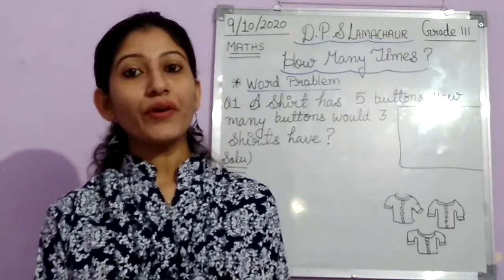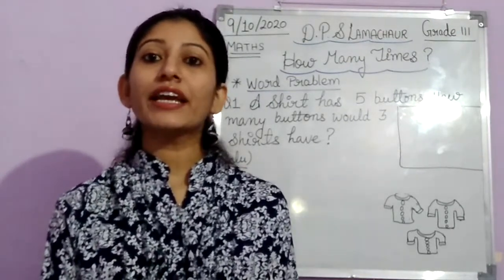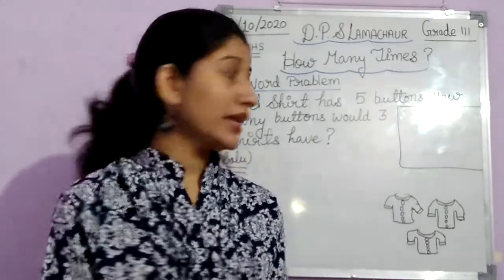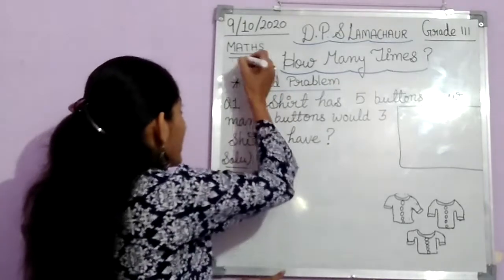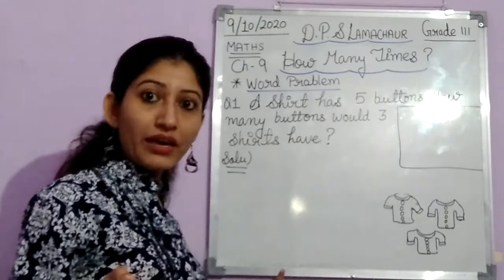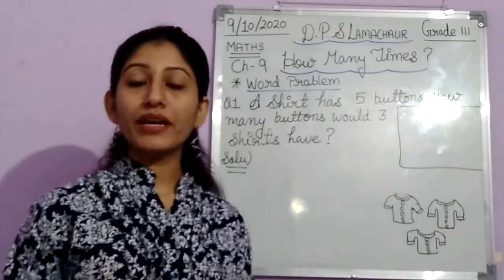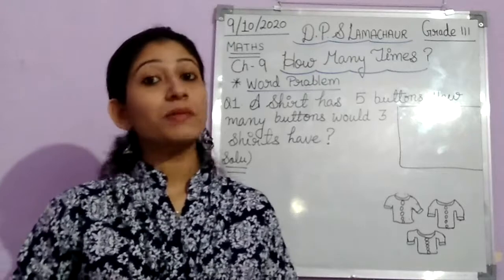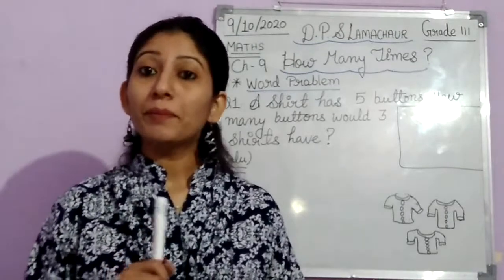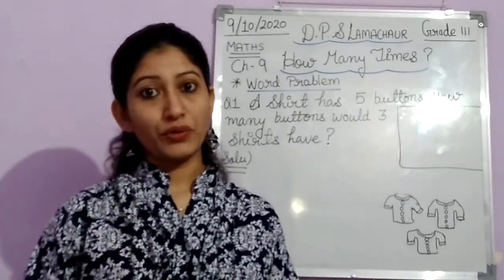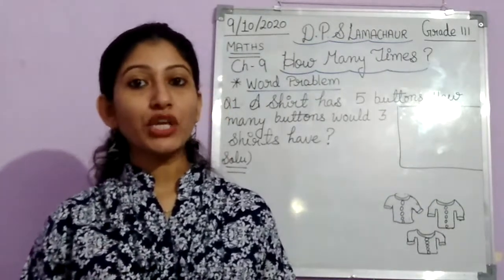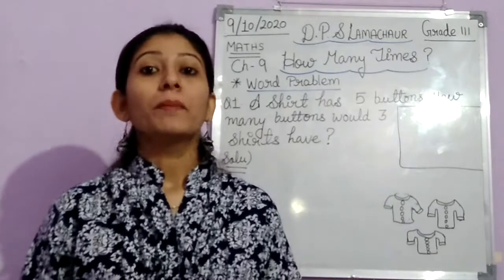So beta, as you all know, this is our maths lecture and we have already started our chapter number 9, How Many Times. Many important things related to this chapter we have discussed in the previous 2 parts of this chapter, but a few things are left, so I am going to explain them now in this video.